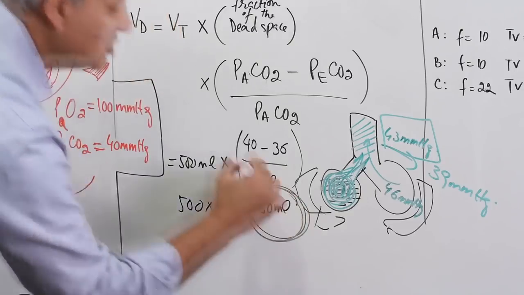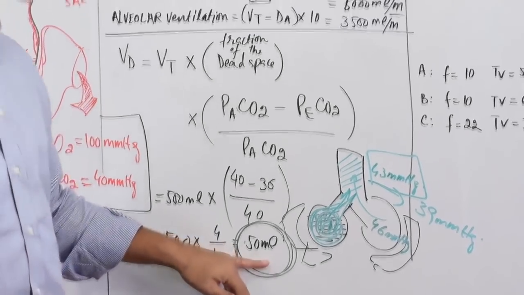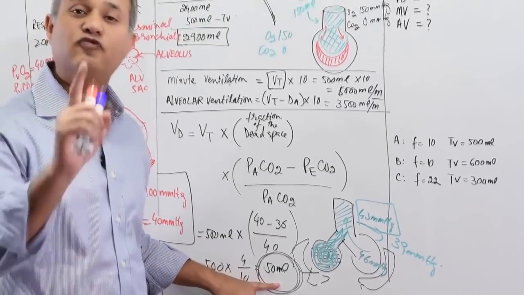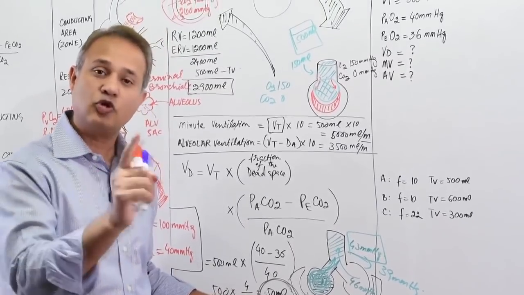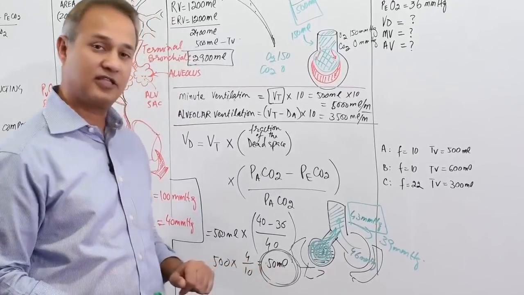This is the physiological dead space. This is for one breath, just like stroke volume and cardiac output. Stroke volume is for one cardiac beat. This is for one breath.